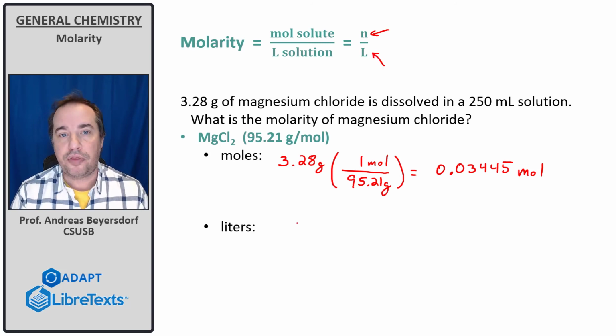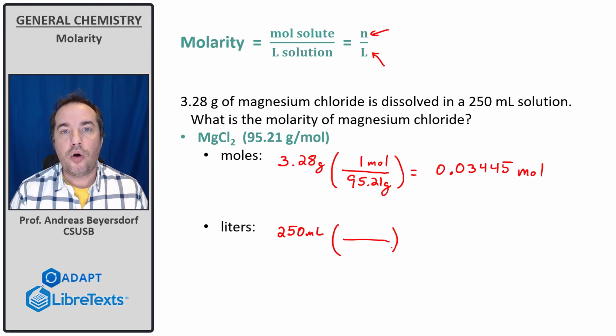We still need to figure out the liters, and so what we can do for that is we have 250 mLs. Well, every 1 liter is 1,000 mLs. So 250 mLs, we divide by 1,000 and we get 0.25 liters.